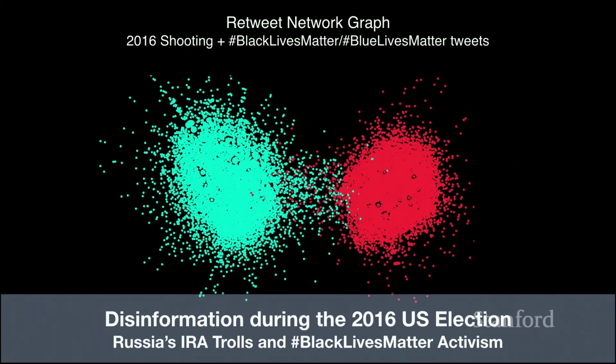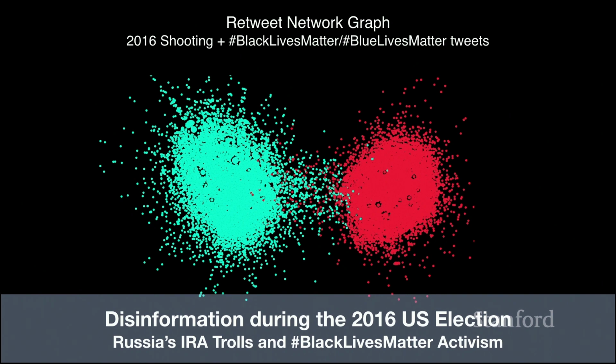From data collected relating to shooting events in 2016, we generated a data set of tweets that had either Black Lives Matter or Blue Lives Matter in the text. As part of that work, we created a structural graph of retweets in the data. In this graph, each node or circle is an account, and the accounts are clustered together when they retweeted each other and further apart when they didn't. The edges here are retweets, but they're invisible in this view.